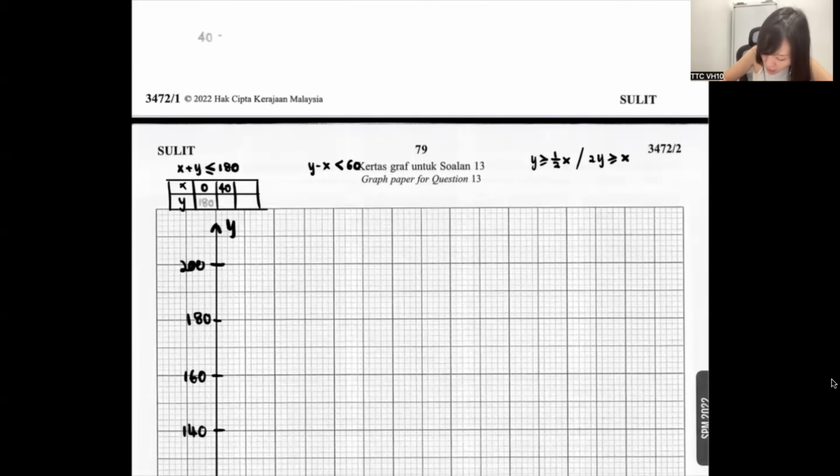If I put 40, 40 plus y equals 180. So y equals 180 minus 40, move it over, minus. Isn't it 140? Okay, I put one more, another one, let's say I put 100. Any number can do, my dear, it's fine, as long as you're able to draw. So if I put 100, isn't it the y will be 80? So this one is 80.